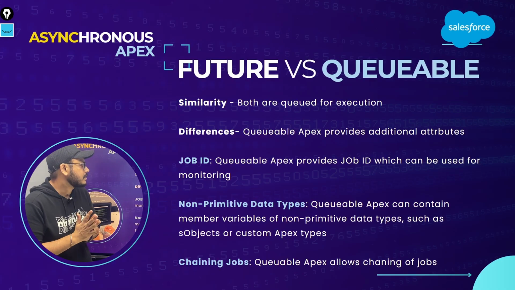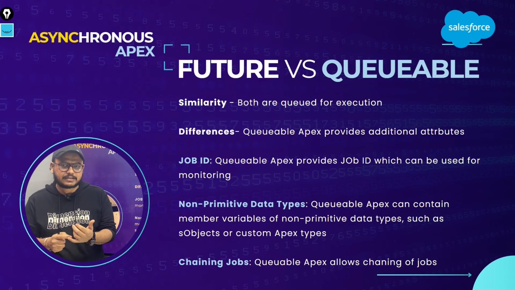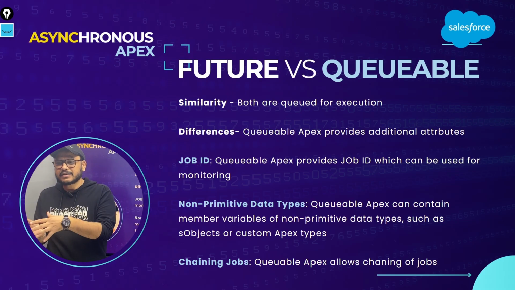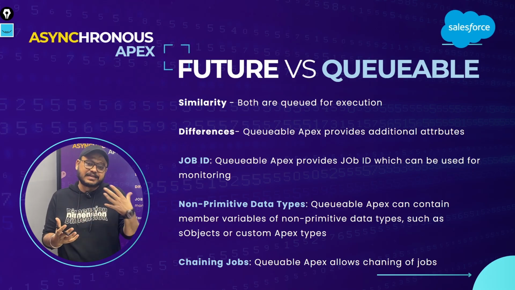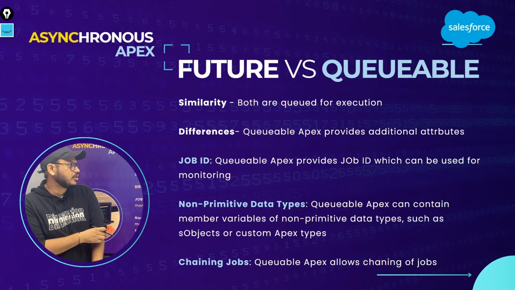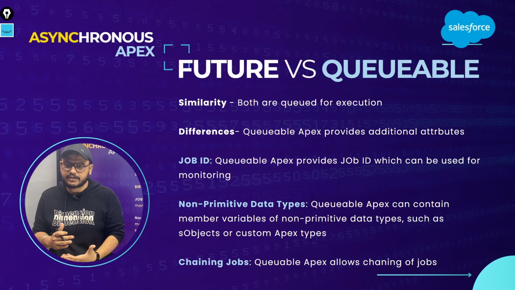Now, the next thing that we are going to talk about is future versus Queueable. Since I discussed Queueable Apex being an enhanced way of executing asynchronous Apex as compared to the future method, it would be good for us to quickly compare future versus Queueable and understand what the key differences are.